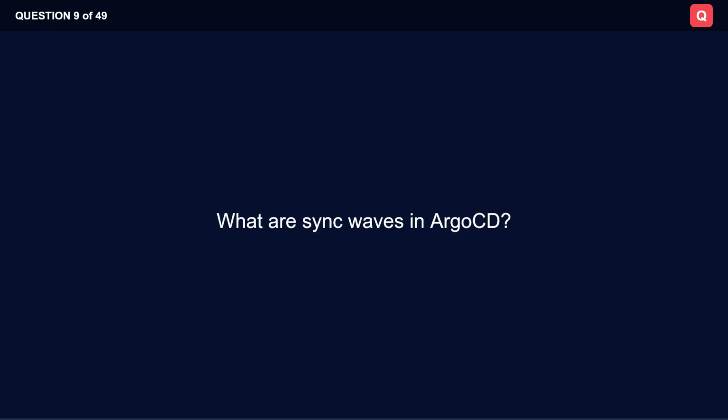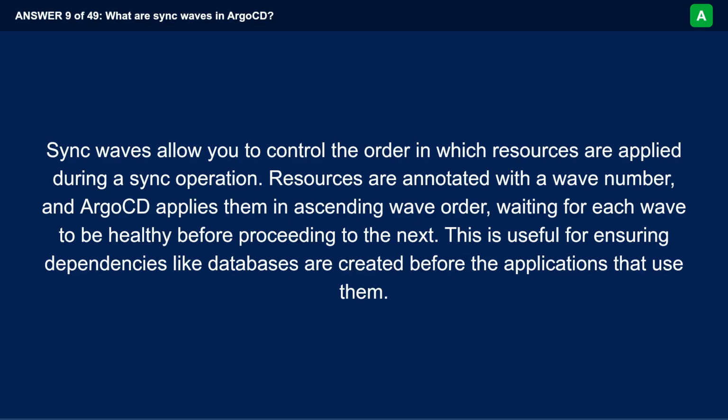What are sync waves in ArgoCD? Sync waves allow you to control the order in which resources are applied during a sync operation. Resources are annotated with a wave number, and ArgoCD applies them in ascending wave order, waiting for each wave to be healthy before proceeding to the next. This is useful for ensuring dependencies, like databases, are created before the applications that use them.